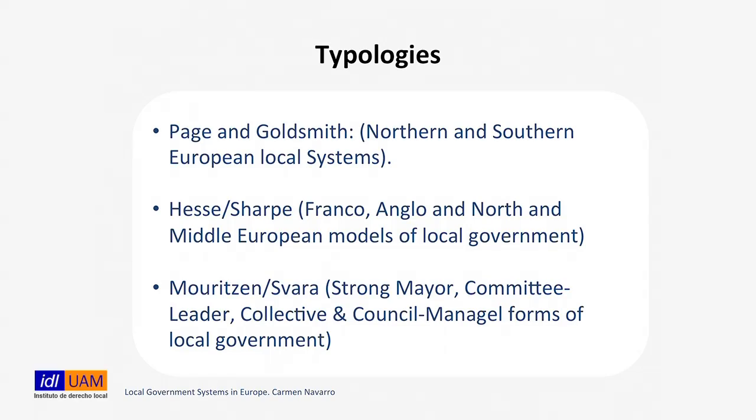There have been several attempts in European studies of creating and elaborating typologies, types, forms of local government. In this presentation, I will explore three of them, three of the more used and the more commonly applied typologies. These three typologies are Page and Goldsmith's typologies from the late 80s. These authors divide between Northern European local government and Southern European local government.